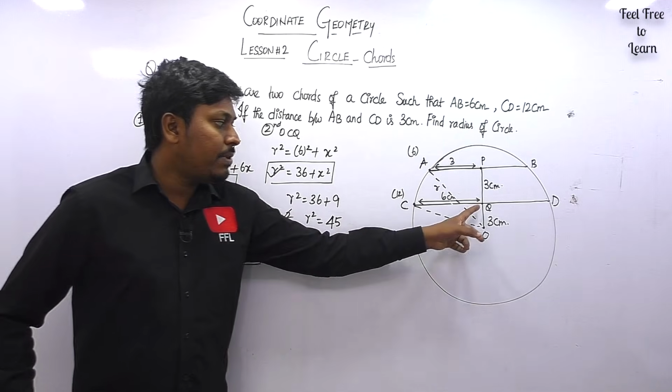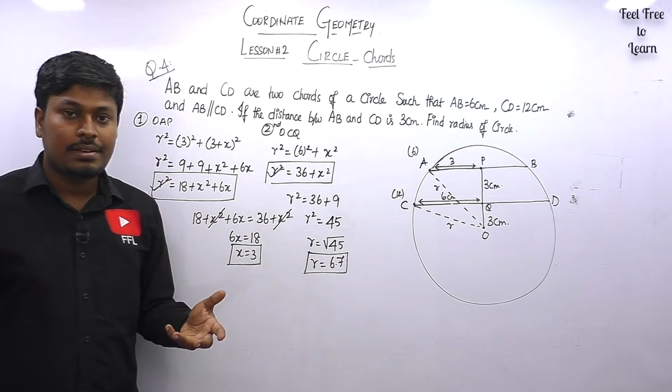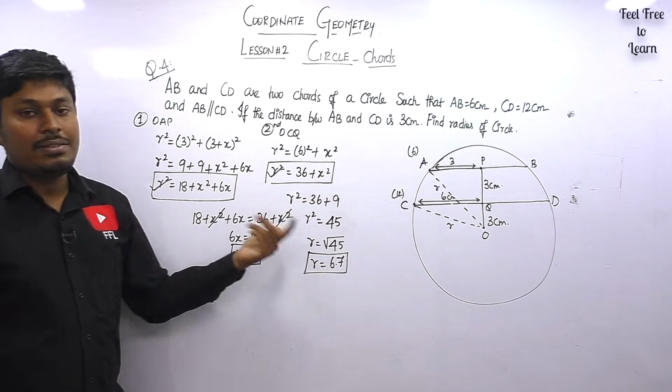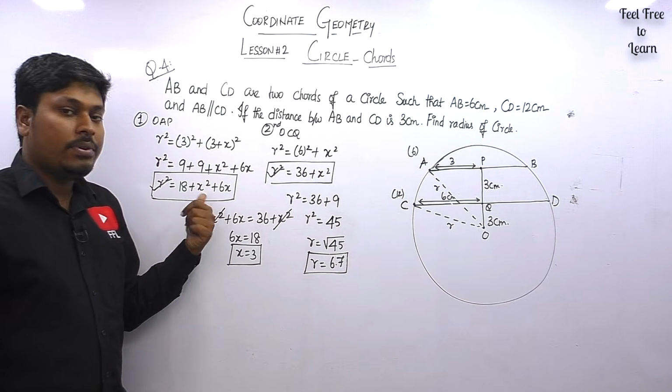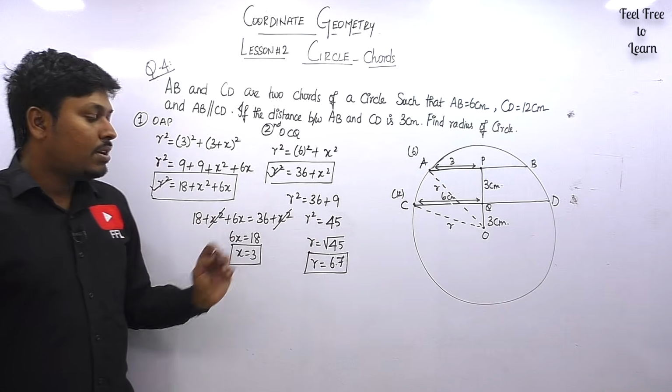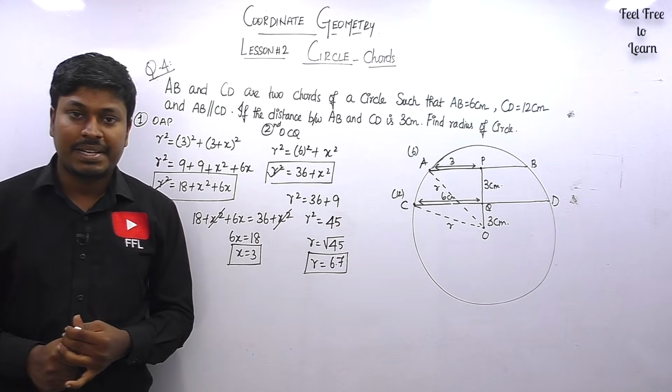So once you find the value of X, that is O to Q distance, then we can apply the value of X in any one of these equations to find what is the radius. Either way you apply X, you are going to get the same answer, right? So finally the answer for question number 4 is approximately 6.7 centimeter.